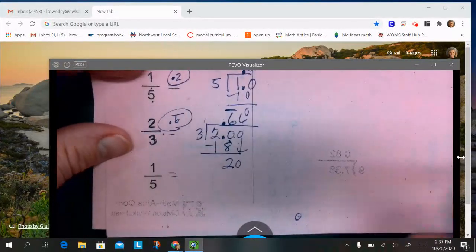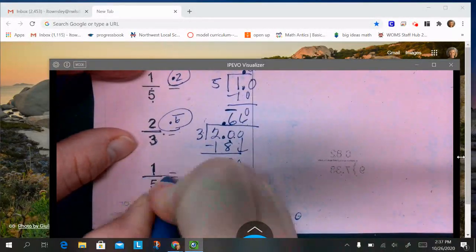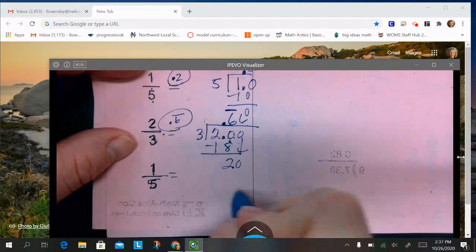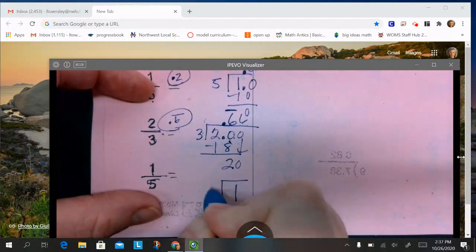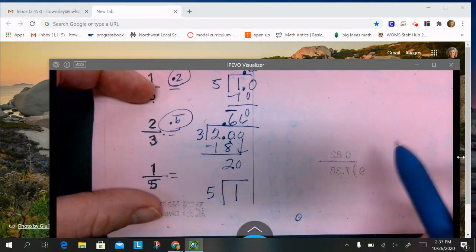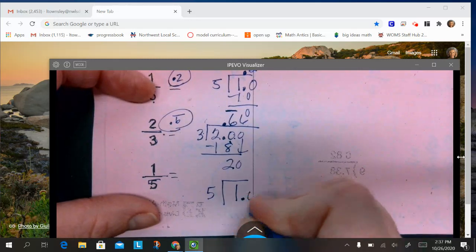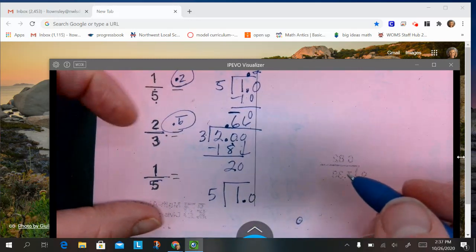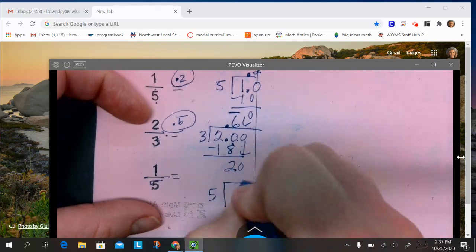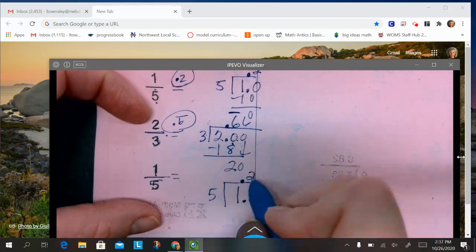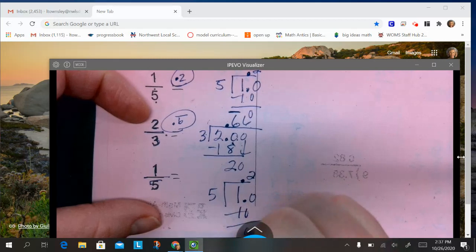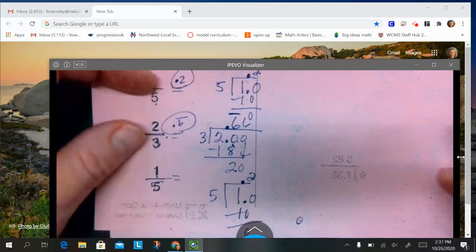1 divided by 5. Okay, you're going to look at this and it's going to look weird, but it's not. You can always add a 0.0. Okay? 5 goes into 10 2 times. 2 times 5 is 10, and that's 0. Okay? And you're done.